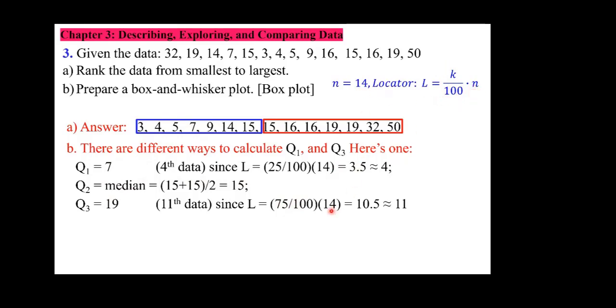Multiplied by n, n happened to be 14, gives us 10.5. That means the 11th number. So if you keep on counting, 1, 2, 3, 4, 5, 6, 7, 8, 9, 10, 11, the 11th one is 19. Or you can stick with the method that was explained previously.